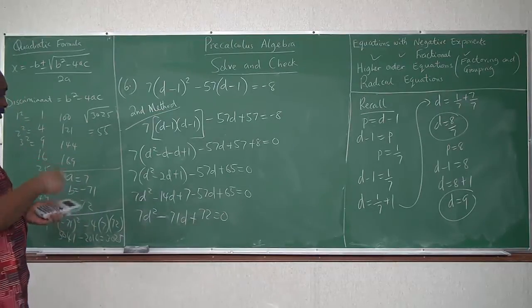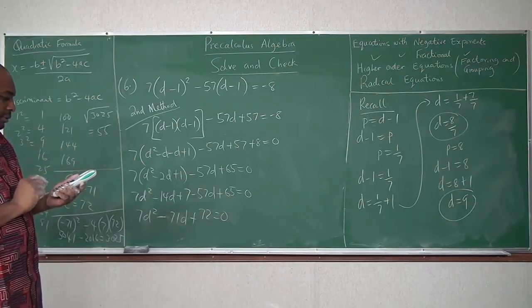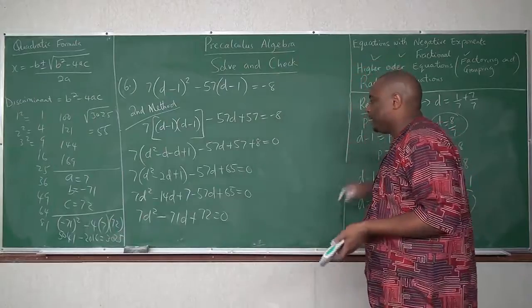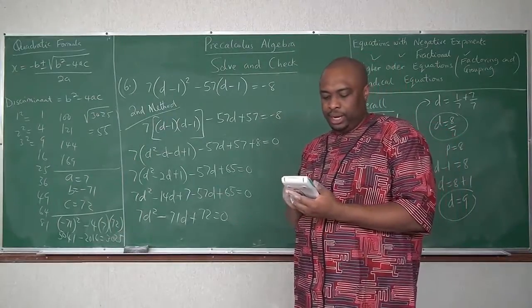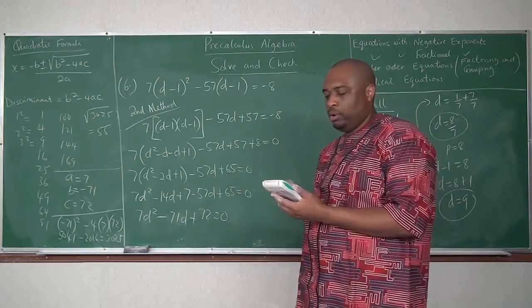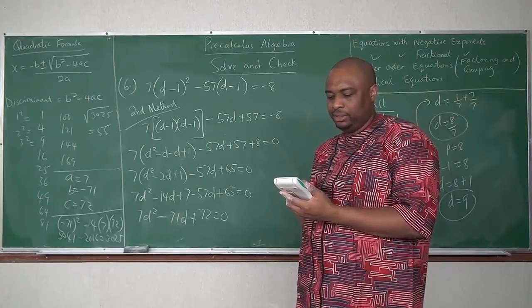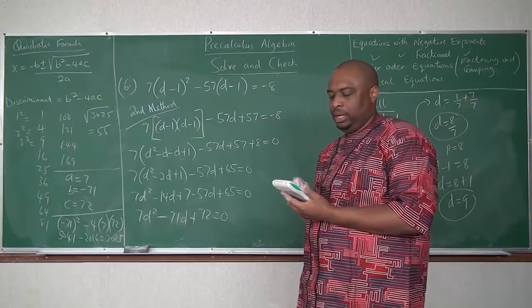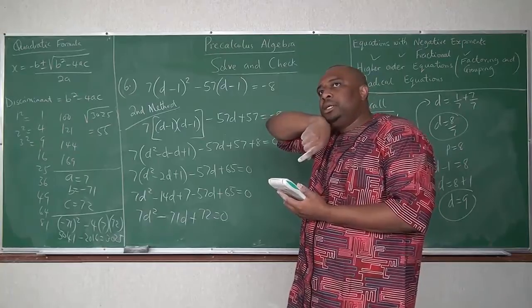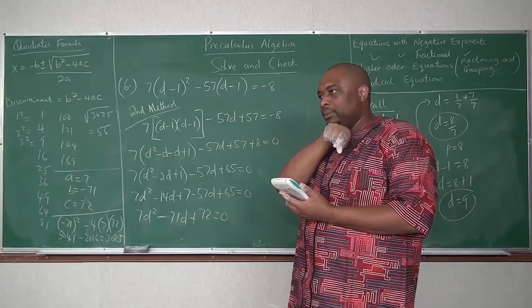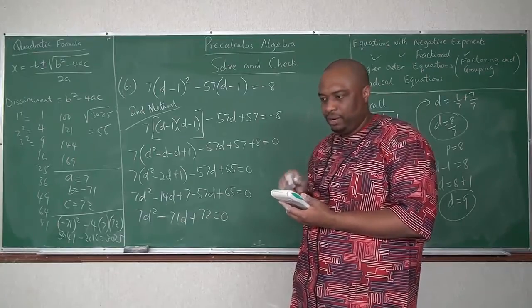Now, let's find the factors. 72 times 7 is 504. Now, let's look for the factors. 1 will not work. 2 is not going to work. Let's look for higher factors. 504 divided by 9: 9 and 56. Negative 9, negative 56. No, that's 65. That will not work.